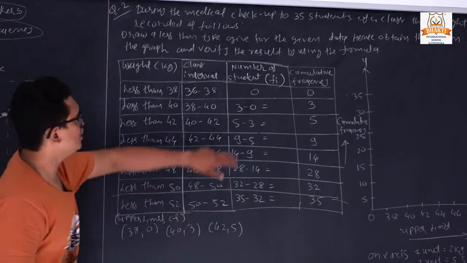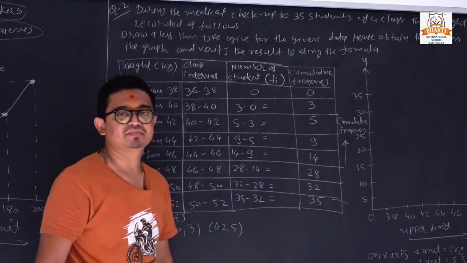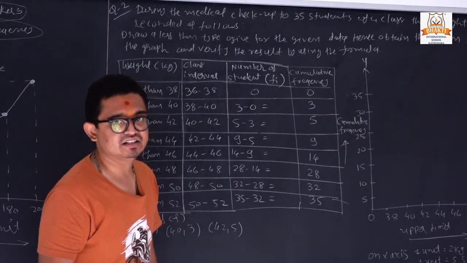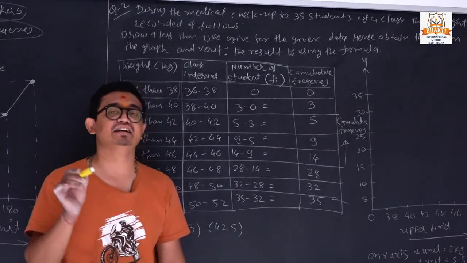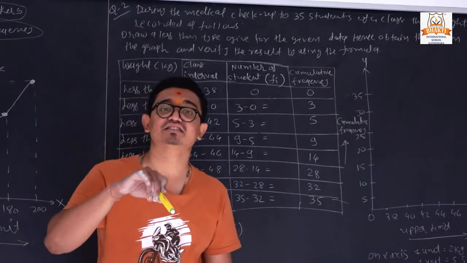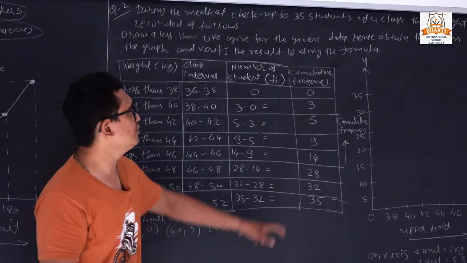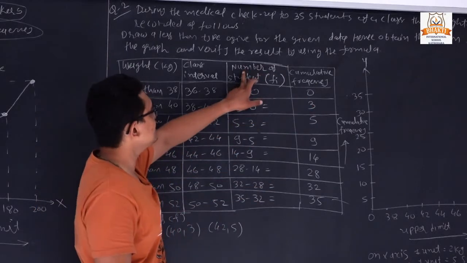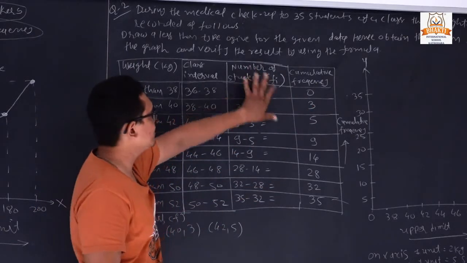Now if you want to find the frequency from cumulative frequency, we have the same sum. It is in our exercise number 14.3. In this sum they directly give us the cumulative frequency. From a cumulative frequency we can get the frequency. So how can we get it?